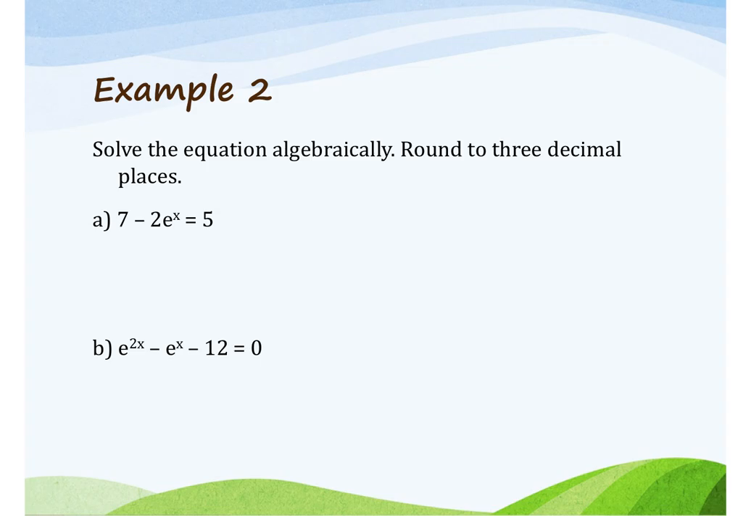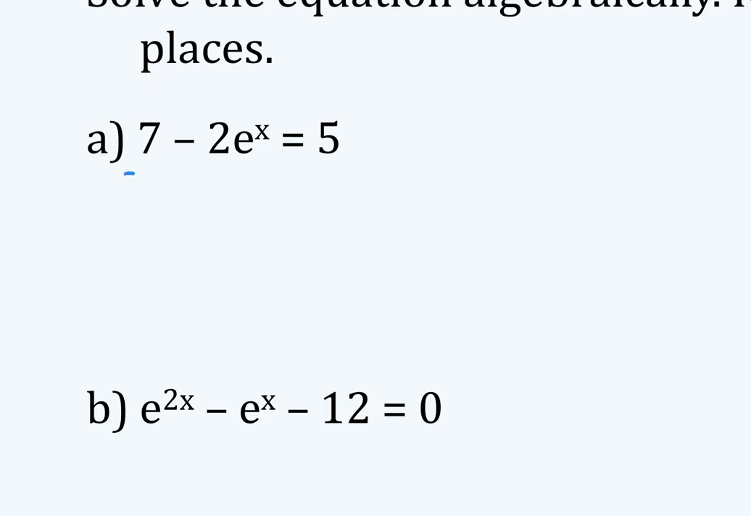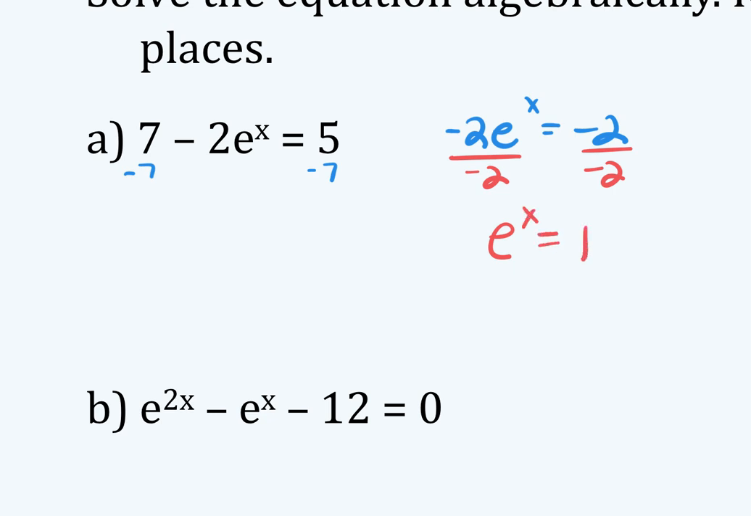All right, so what are you going to do first with A? I'm going to subtract the 7 from both sides. Negative 2 e to the x equals negative 2. Then what? Divide by negative 2. And negative 2 divided by negative 2 is what? 1. Do you need a calculator to solve this? What's x? 1. Close. 0.